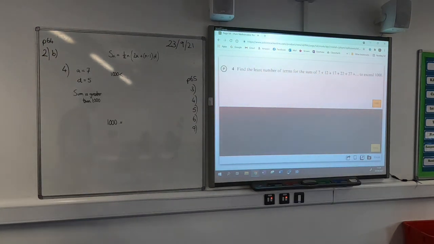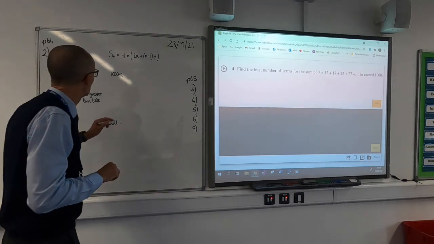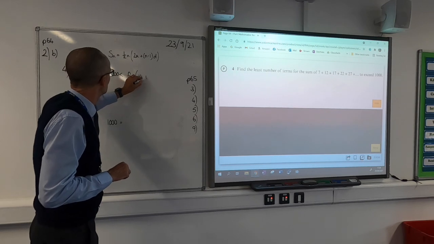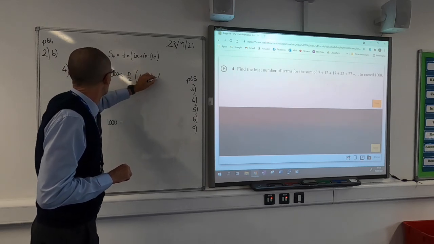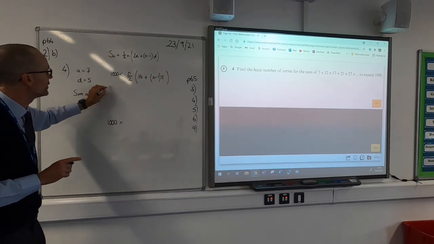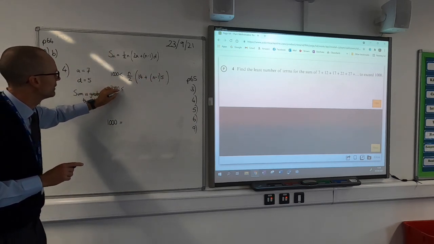With question 4, I wonder if there's 2 ways of doing it. You could do it with an inequality, couldn't you? You could say, right, I want to know the value of n that makes the sum greater than 1,000, so I'll just have n over 2, 14 plus n minus 1 times 5. I know we've always got that sort of the wrong way round. And the first thing I'd do in that case would be to double.